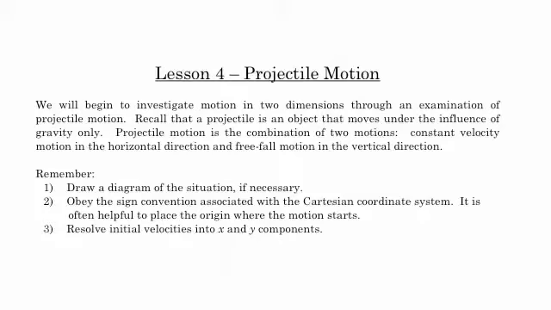So, motion in 2 dimensions, of course, doesn't have to be just projectile motion. It can be tons of different things. But we're going to start with projectile motion and go from there. So, remember, draw a diagram of the situation if necessary. Obey sign conventions that we set up with our Cartesian coordinate system. Very often it'll be helpful to place the origin where the motion starts. And we want to take any initial velocity and resolve it into x and y components.